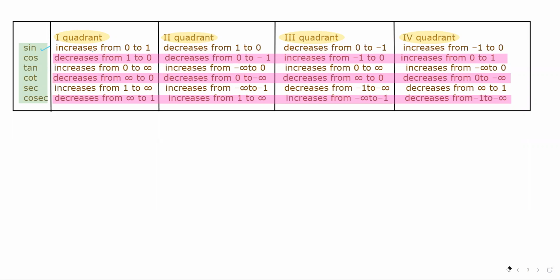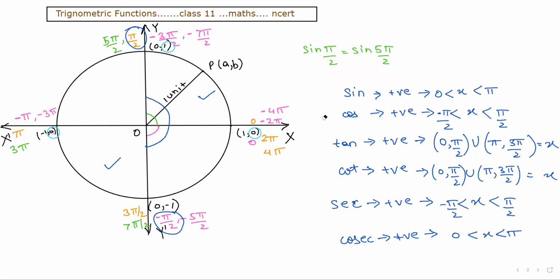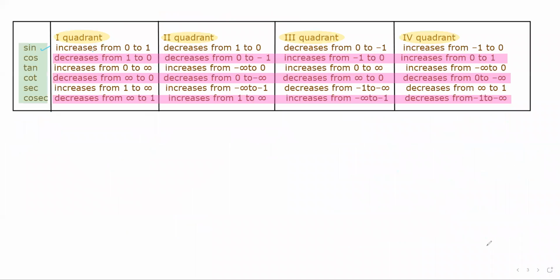What happens with cos? Your cos value is this first value. As x is increasing, it is decreasing from 1 to 0. Then it is further decreasing from 0 to minus 1. Then it increases from minus 1 to 0 and further increases from 0 to 1, and the process repeats itself. So your cos value first decreases from 1 to 0, then decreases from 0 to minus 1, increases from minus 1 to 0, and then further increases from 0 to 1.